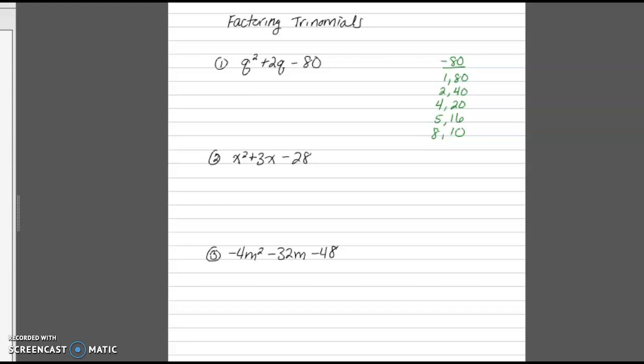And I can pretty much stop there. All right, so I'm looking in this list, and even if I don't have a list of all of them, I want to start to see, do I have a pair of numbers that has a difference, in this case, of positive 2. And I'm looking for a difference because I have a negative product. So that means I have opposite signs, negative 8, positive 10, and that does work.